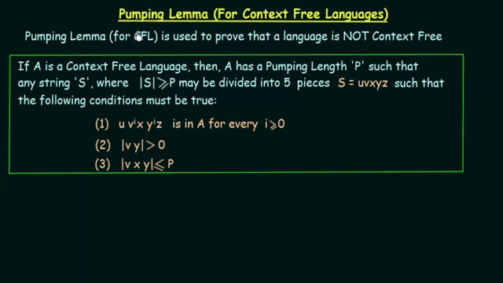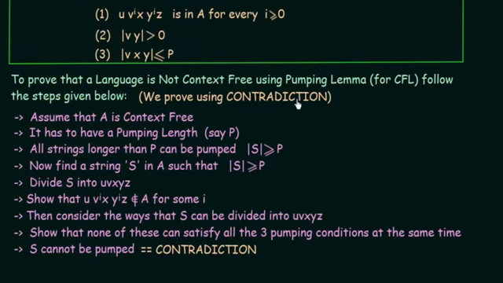So we are going to prove that a language is not context-free using this pumping lemma. These are the conditions that we know, and let's see how we can prove it using the pumping lemma. In order to prove that a language is not context-free using the pumping lemma for context-free languages, we have to follow the steps that are given below. Just as we did in the case of the pumping lemma for regular languages, even in this case we will prove it using contradiction. Alright, so here we have the 3 conditions given and we already defined them.